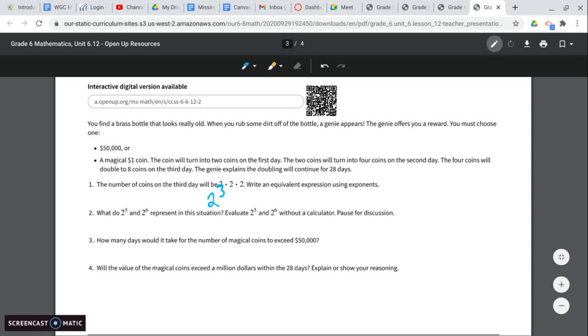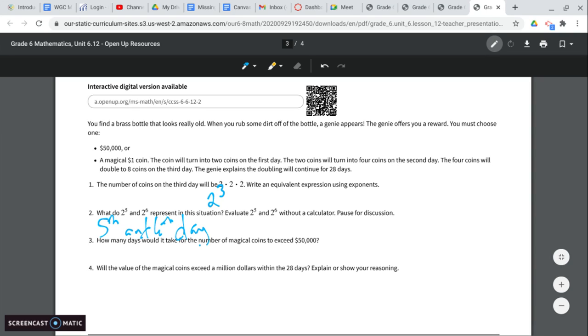So for number 2, what did 2 to the 5th and 2 to the 6th represent in this situation? Well, if 2 to the 3rd is the 3rd day, then 2 to the 5th would be the 5th day, and 2 to the 6th is the 6th day. So 5th and 6th day.